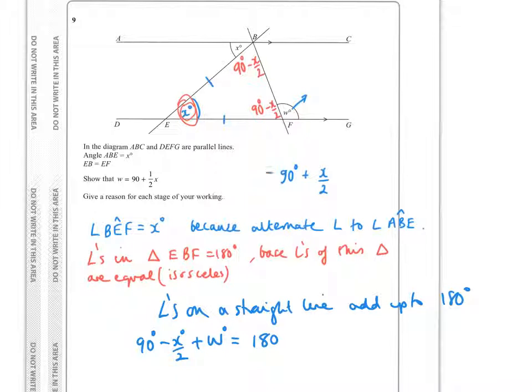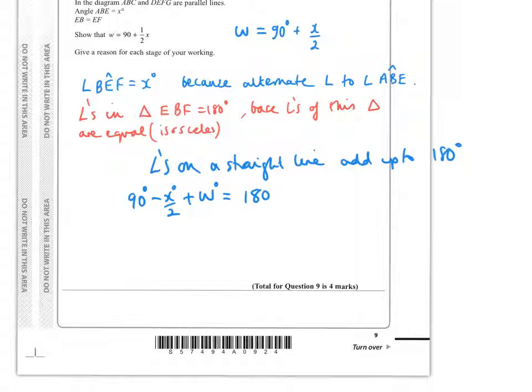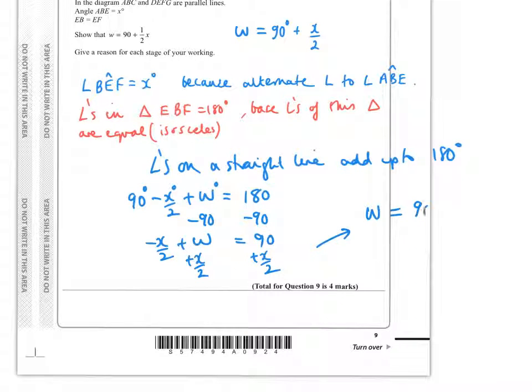So what we can do is, let's see what we've got to prove first. We've got to get w on its own. So we're going to take 90 from both sides first. So take away 90 first. I'm dropping the degree sign for now. So we're going to have minus x over 2 plus w equals 90. And then we're just going to add x over 2 to both sides. That's going to give us w equals 90 plus x over 2. So that wasn't too bad, as long as we've given our reasons.